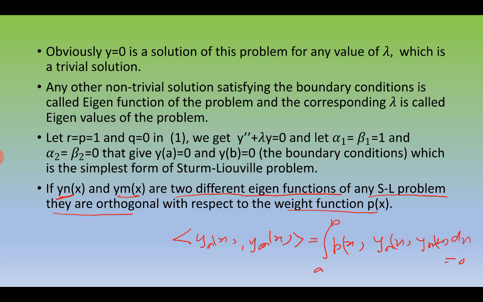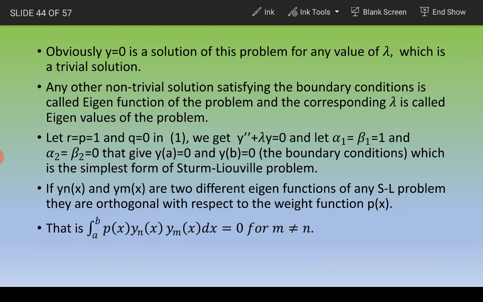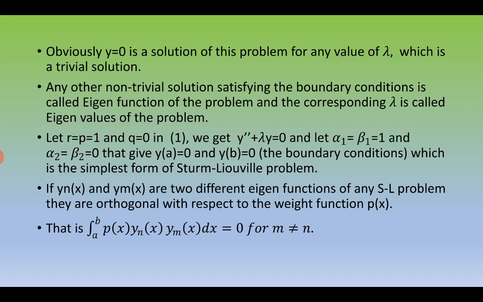When yn of x and ym of x are two different eigenfunctions of a Sturm Liouville problem, then they are orthogonal. That's the beauty here. The solutions of the differential equation are going to be pairwise orthogonal with respect to a weight function p. Most of the time the weight function will be 1, though there are some occasions where p is not 1. So that is given here: the integral of p of x, yn of x, ym of x is 0 for m not equal to n. Also, the norm of the eigenfunctions is equal to 1, that is, the inner product of the function with itself.